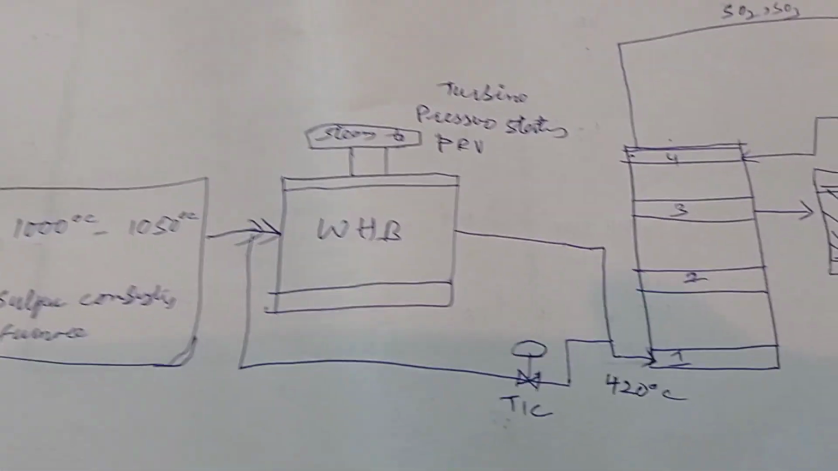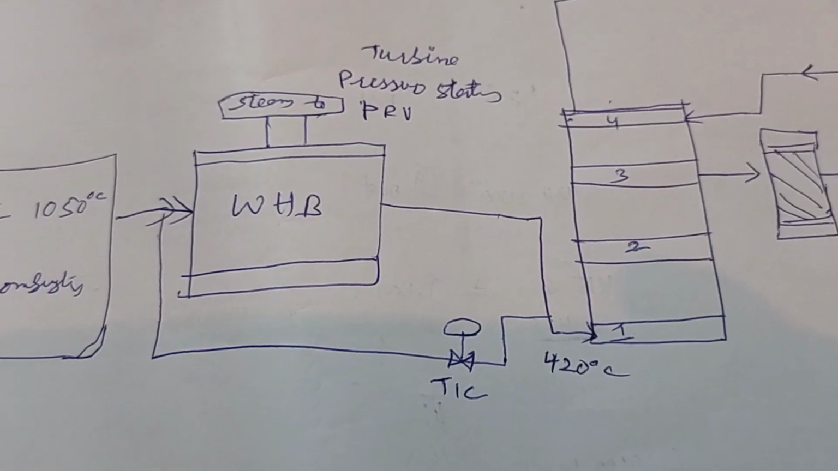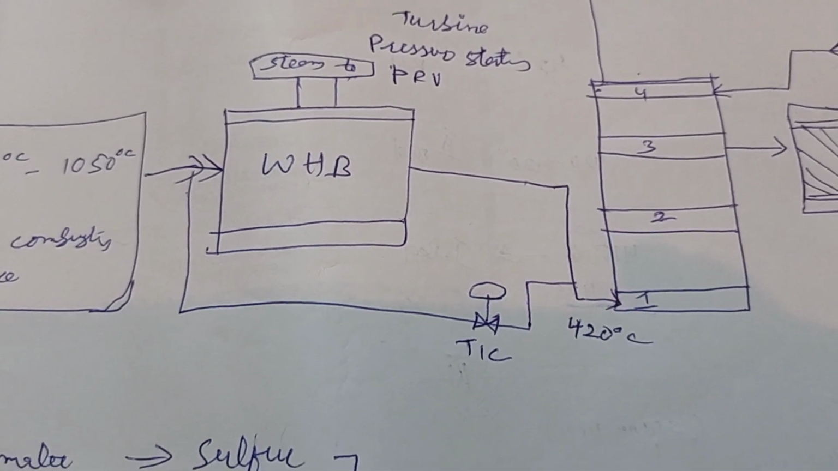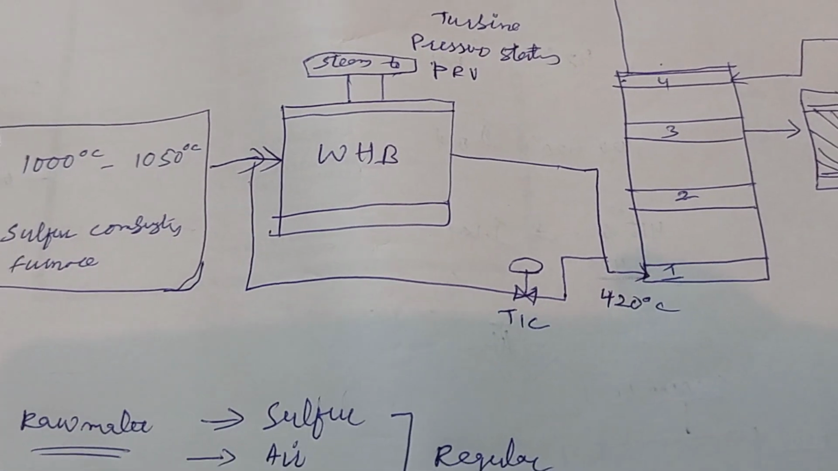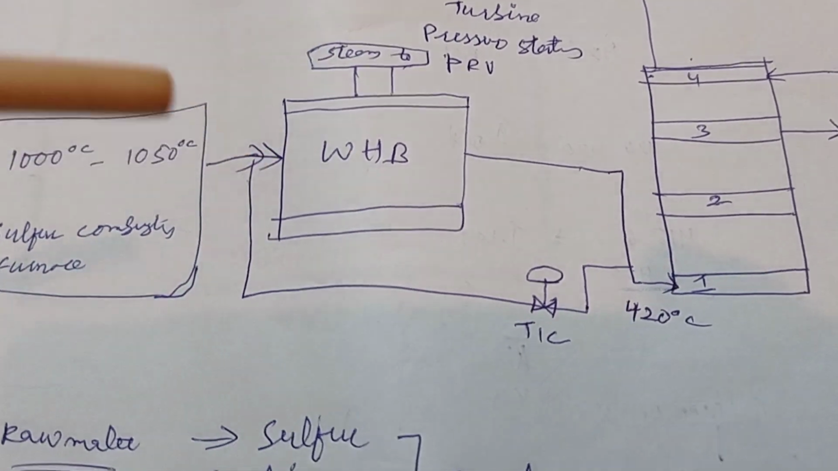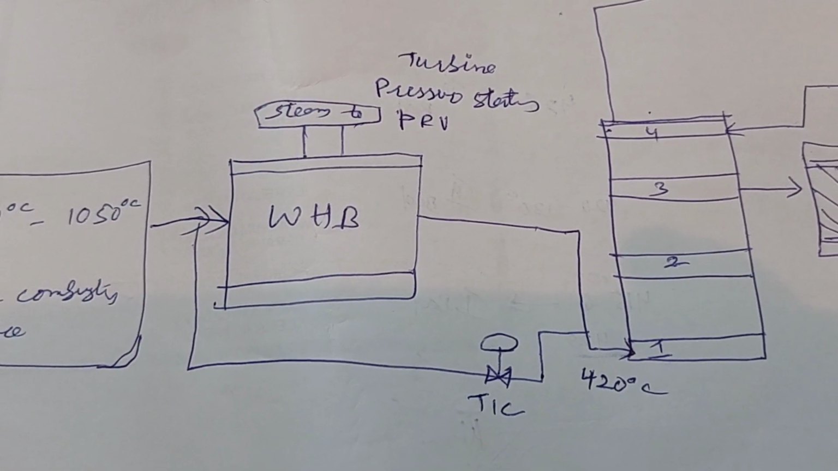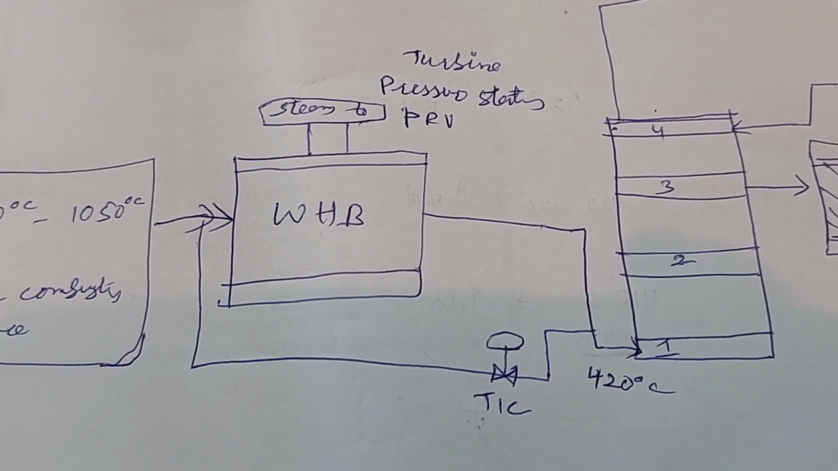This temperature is too much for the converter, because in the converter our aim is to keep the temperature range below 420, not higher. If we maintain a higher temperature, our catalyst may get damaged. That is why the favorable temperature for the catalyst is around 420.